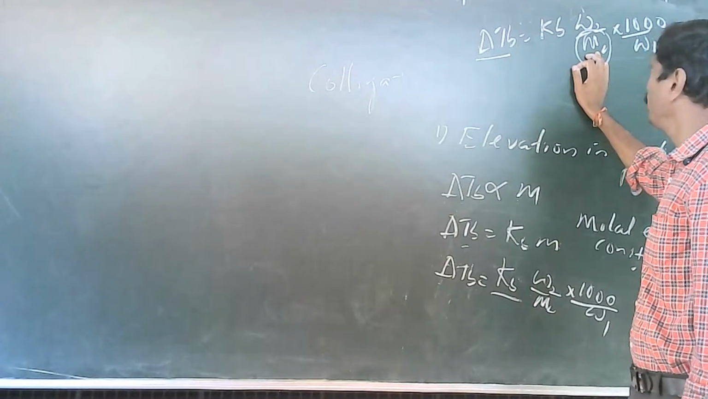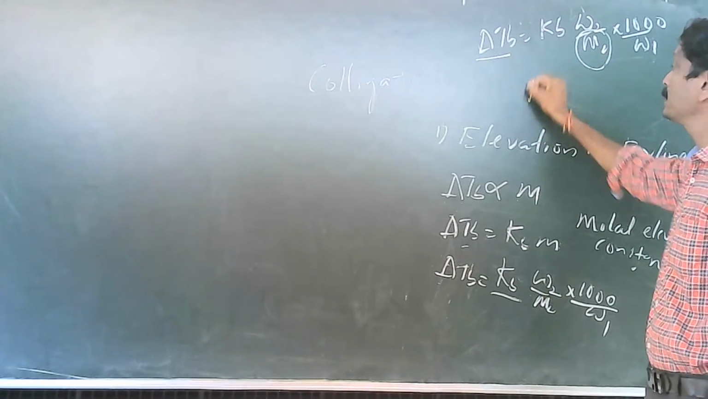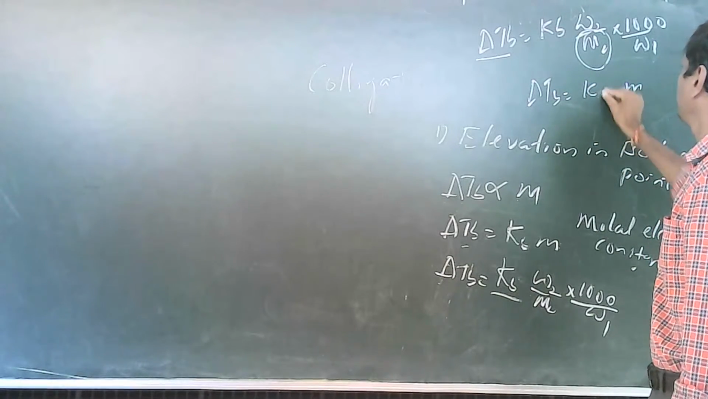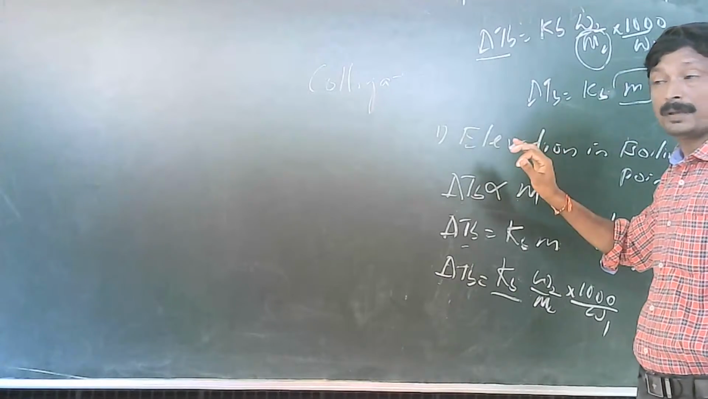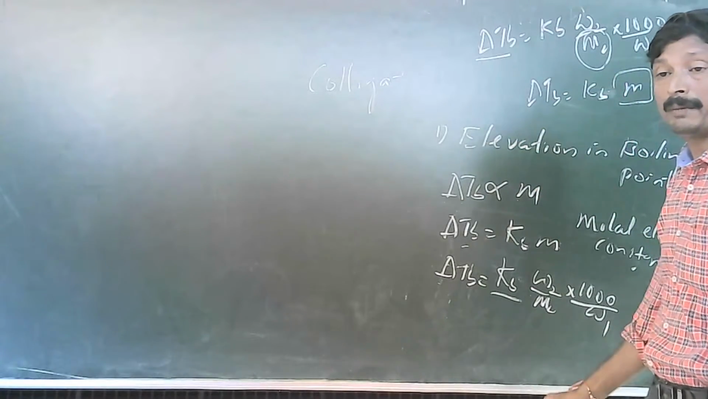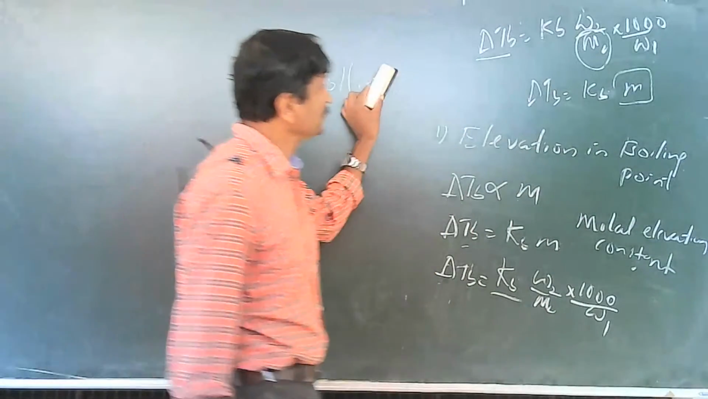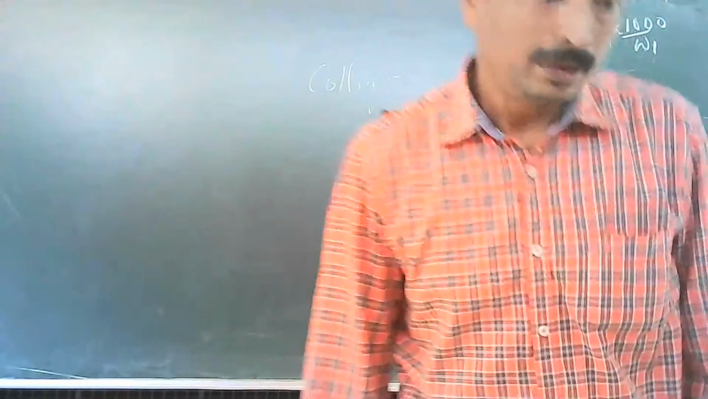Here also the problem is important. You should remember the equation. How do you remember the equation? Delta Tb is equal to Kb into m. Already you know what m is. You have to remember what m is. So m is W2 by M2 into 1000 divided by W1. So this is the second method. Here also one problem is there in the textbook.